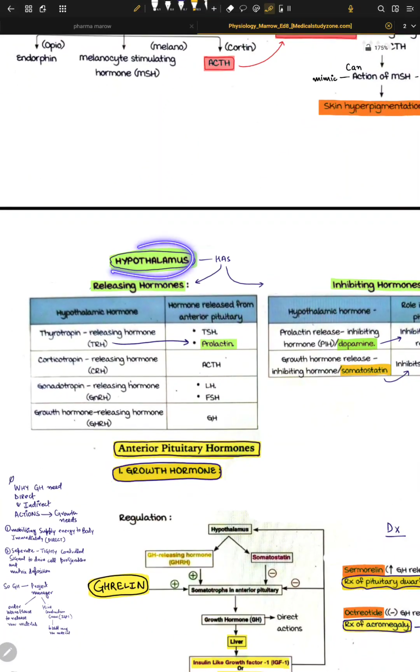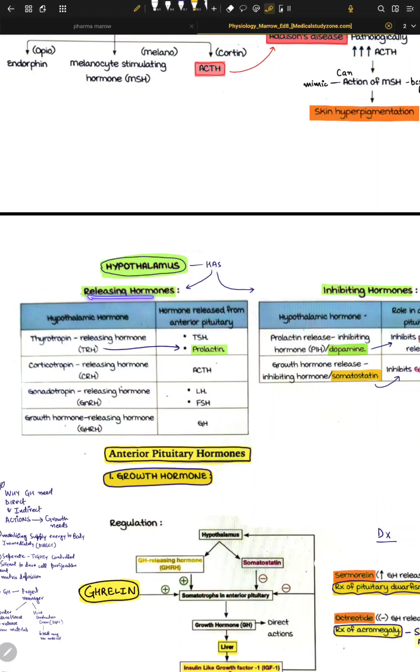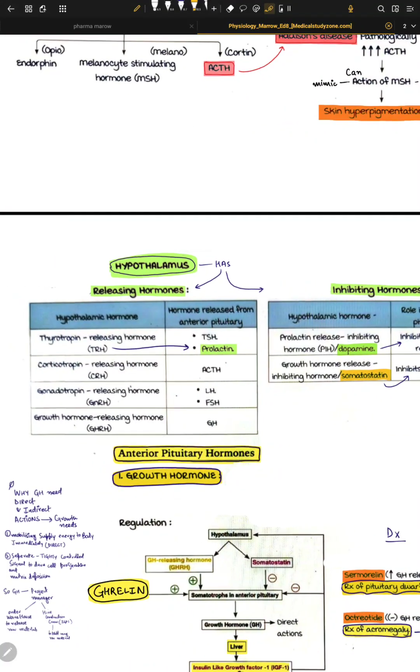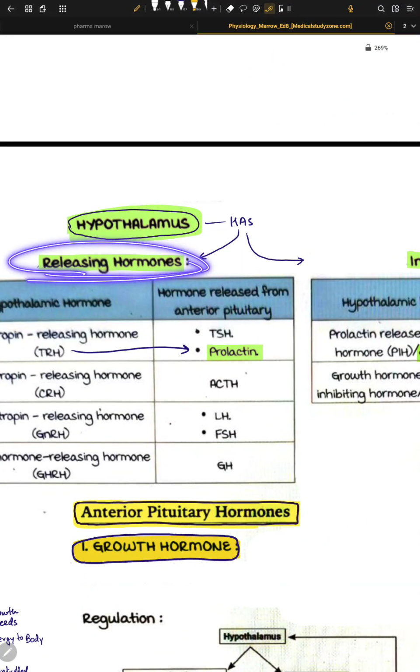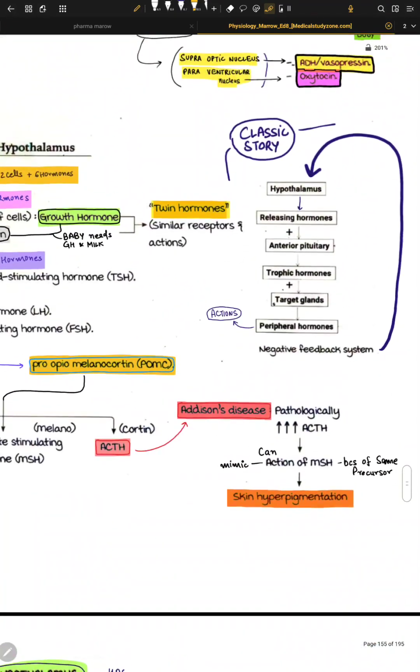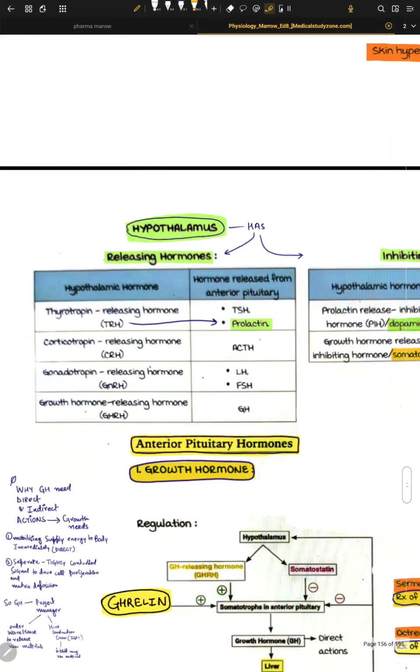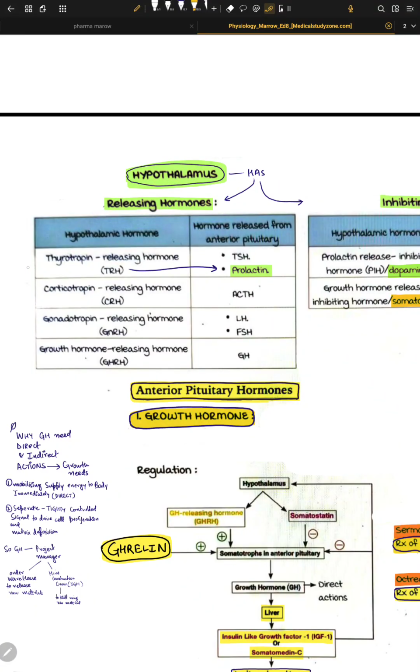So the hypothalamus has something called releasing hormone and inhibiting hormone. The hypothalamus releases releasing hormones, and then they go to the anterior pituitary. There are four types of releasing hormone: TRH, CRH, GnRH, and GHRH. What is TRH? TRH is thyrotropin releasing hormone. It releases TSH, that is thyroid stimulating hormone, right?